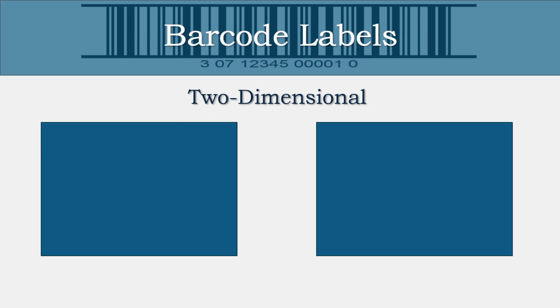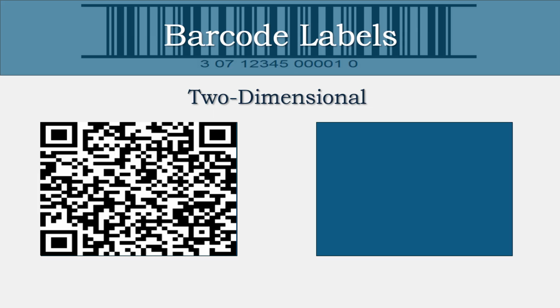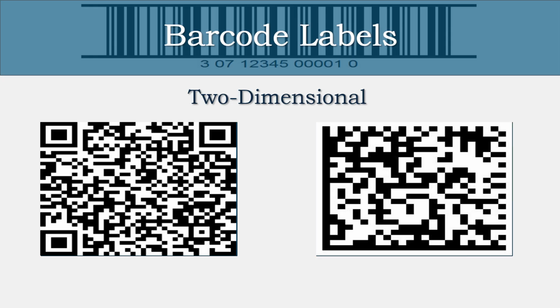Two-dimensional barcodes include QR codes, square-shaped codes that can hold a large amount of data, including URLs for consumer engagement, product information, and regulatory details. And data matrix, a compact 2D code that can hold a high density of data and includes error correction, making it suitable for small items or those requiring extensive data.